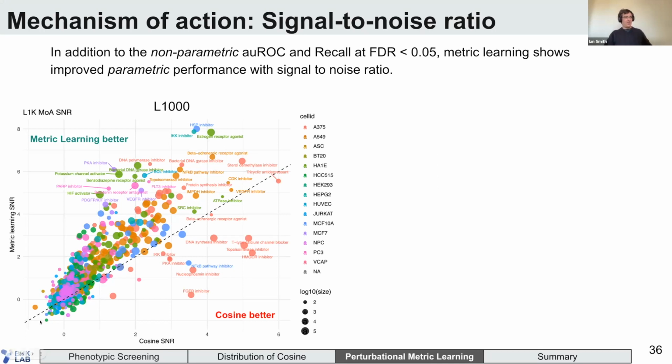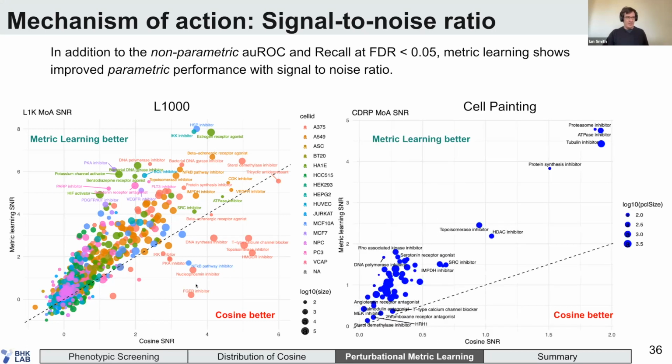What you can see is that points above this y equals x line are ones where metric learning does a better job discriminating them. So metric learning has improved performance, whereas below, cosine is better. For the most part, most of these MOA classes are better discriminated with metric learning. There are a few that, for whatever reason, didn't embed very well. And you see the same thing with cell painting, that the metric learning signal to noise ratio is greater than cosine for essentially every compound mechanism of action class that we consider.